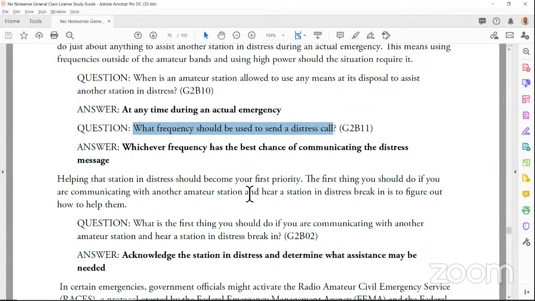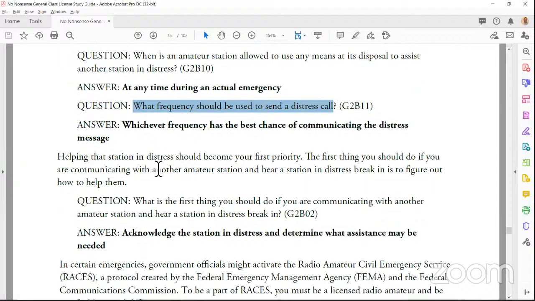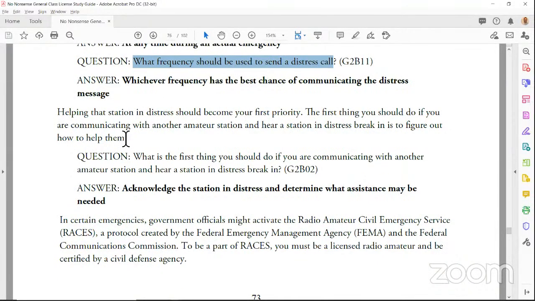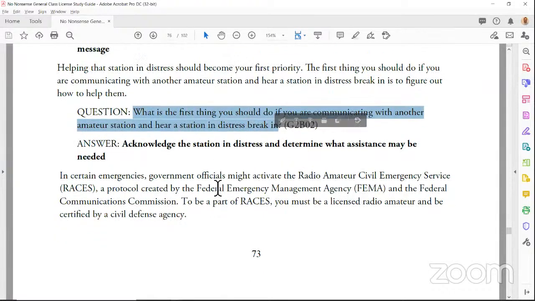What frequency should be used to send a distress call? Sometimes we have different frequencies that we'll say is an emergency frequency. But what frequency should you use when you're in distress? The answer is simply whichever frequency has the best chance of communicating the distress message. That may not necessarily be a quote-unquote designated emergency channel or frequency. Whichever one will get the message across, because you are in distress. Time is short, and it could be a life at stake. So whichever has the best chance. Some of you might be saying, but wait a minute, some of these questions and answers are fairly common sense. Yeah, I guess you'd be right.